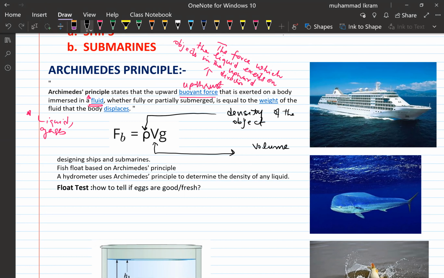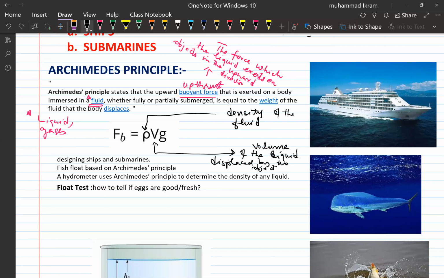Oh, I'm so sorry. This is the density of the fluid. I'm very sorry for that. The density of the fluid. This is the volume of the liquid displaced by the object, which is equal to the portion of the object that is immersed in the water. And this is the gravitational acceleration.